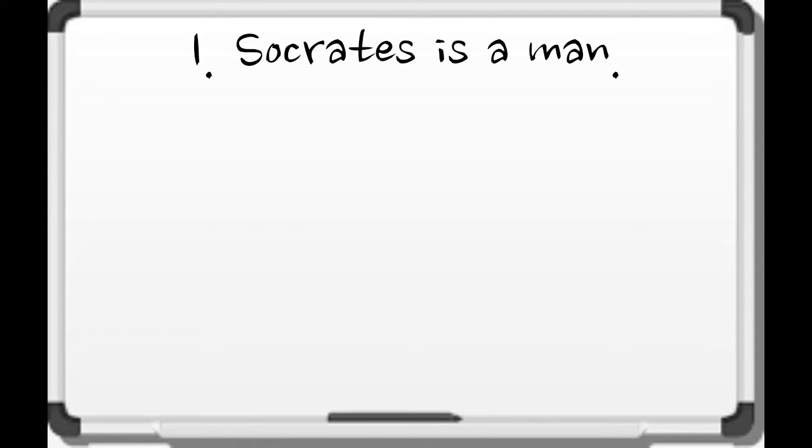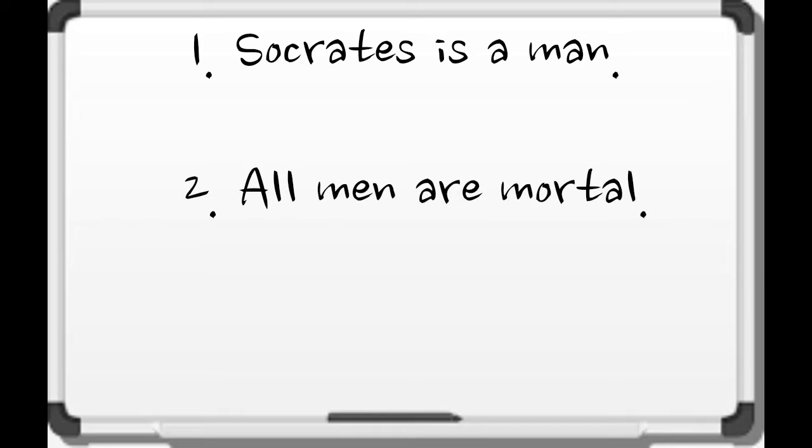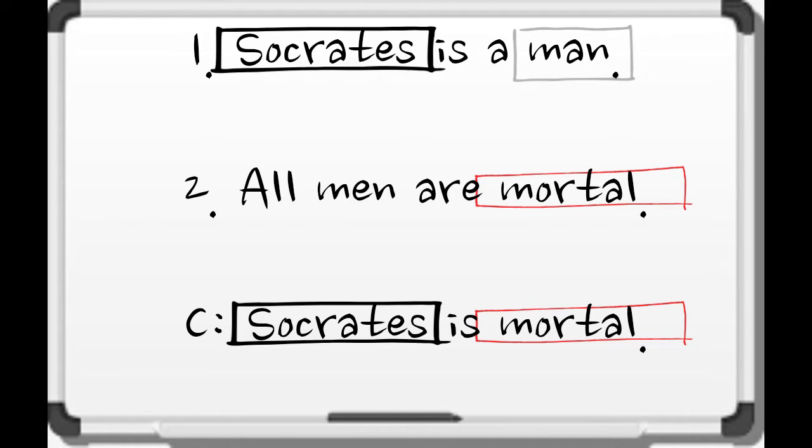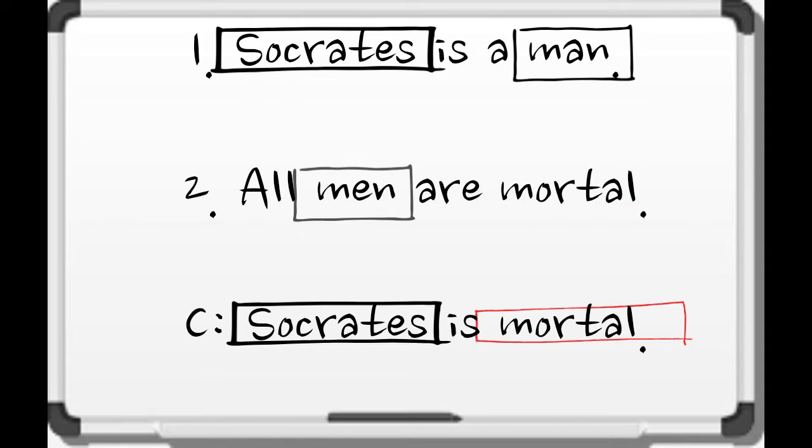The syllogistic argument that lives rent-free in every philosophy professor's mind is the following. Premise 1. Socrates is a man. Premise 2. All men are mortal. Therefore, Socrates is mortal. The major term in this syllogism is the widest category, mortal. The minor term is Socrates, and the middle term that connects the first two premises in the conclusion is man.